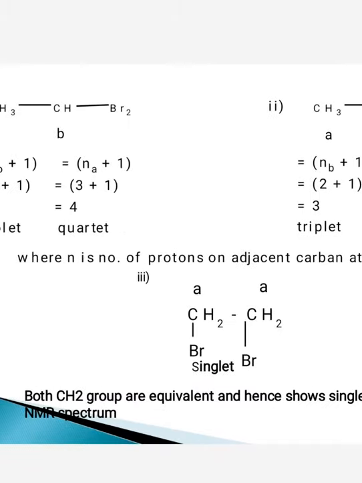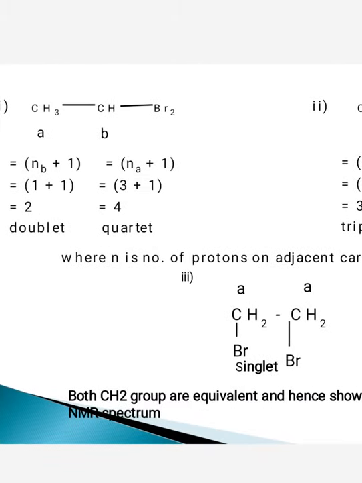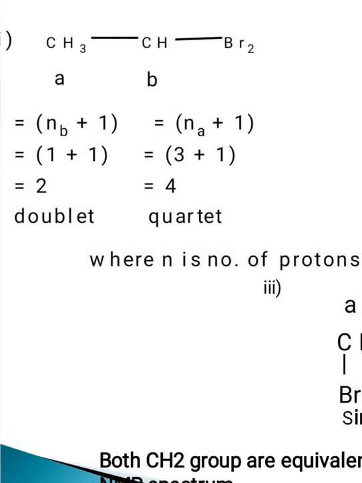Now we are going to solve various problems related to the university question paper. The first problem: how will you distinguish these two isomers, 1,1-dibromoethane and 1,2-dibromoethane, with the help of NMR? In 1,1-dibromoethane, there are two kinds of protons, A and B. For the A set of protons we get a doublet due to Nb+1. The total number of Nb protons is 1, so 1 plus 1, we get a doublet. And for the B set of proton we get a quartet.